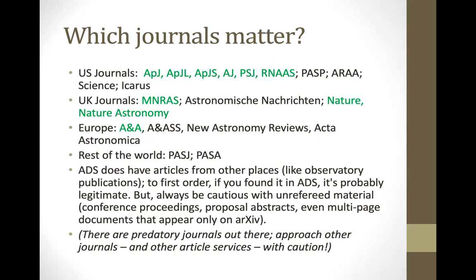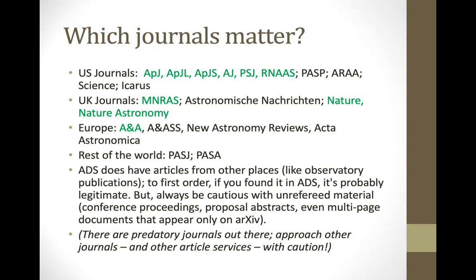In the rest of Europe, you've got A&A, which is Astronomy and Astrophysics, and A&AS, the A&A Supplement Series. I have not actually seen an A&A Supplement Series article in quite some time, so I don't know if it's still functioning or if they've just now bundled it all into A&A. There's New Astronomy Reviews, which is relatively new, and Acta Astronomica. For the rest of the world, there are other smaller journals, but the ones that I regularly see are PASJ, Publications of the Astronomical Society of Japan, and PASA, Publications of the Astronomical Society of Australia.